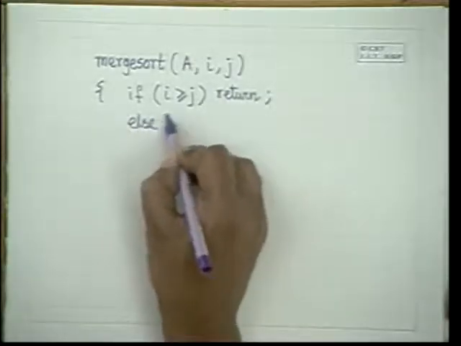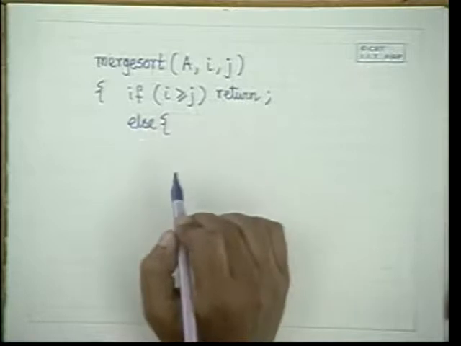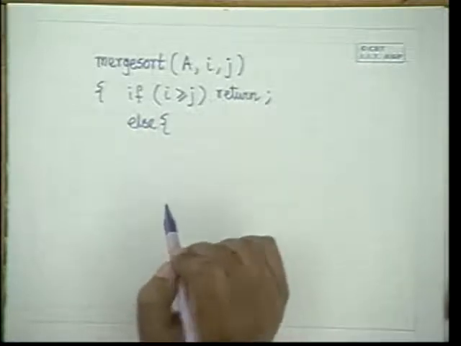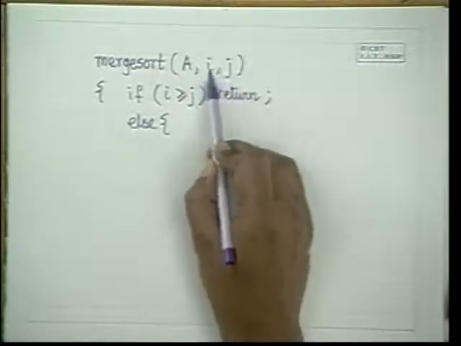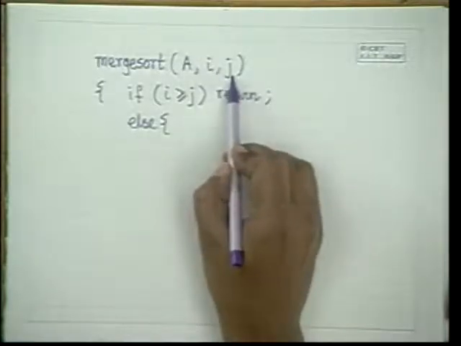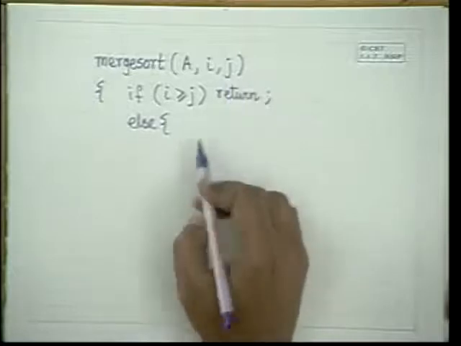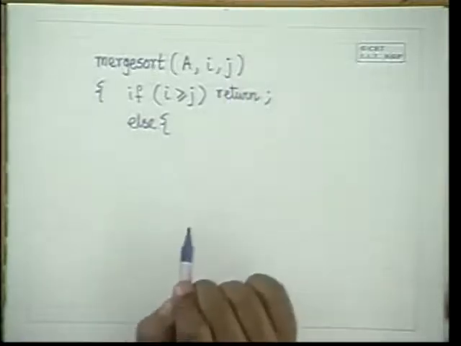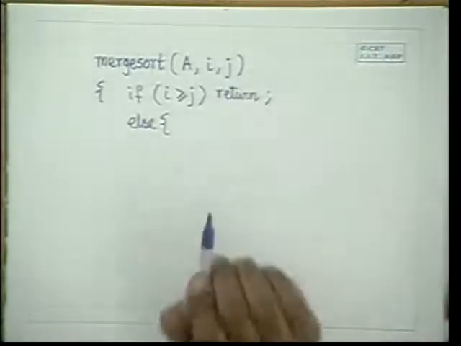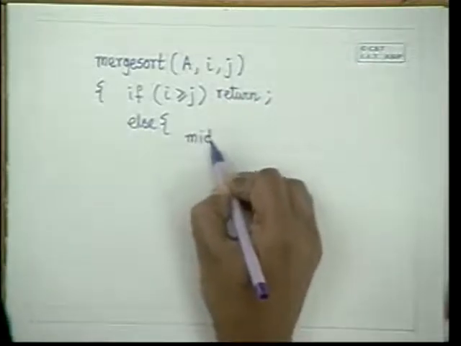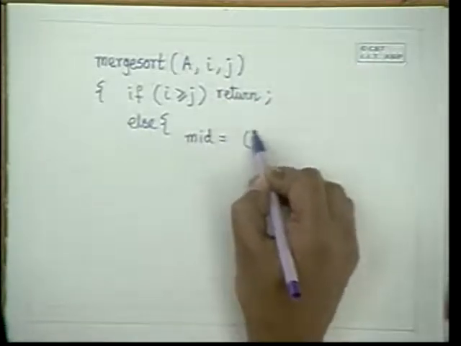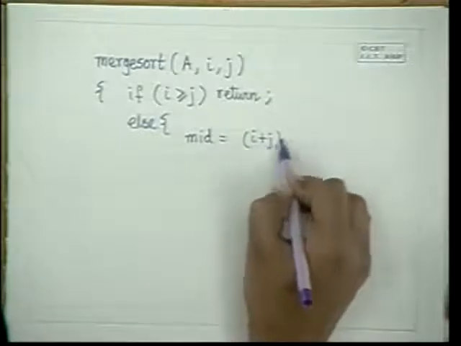Else, the next step was to split the list into two equal parts, or to any two parts. So we will have to choose an index between i and j. Suppose for the time being we choose the middle element. So we write mid is equal to (i plus j) by 2.